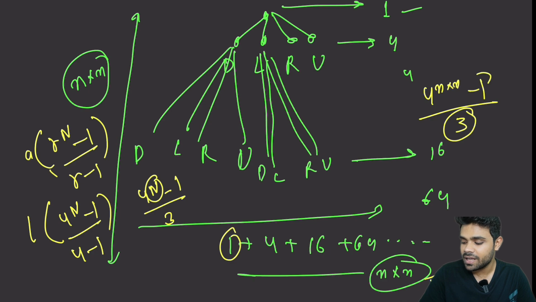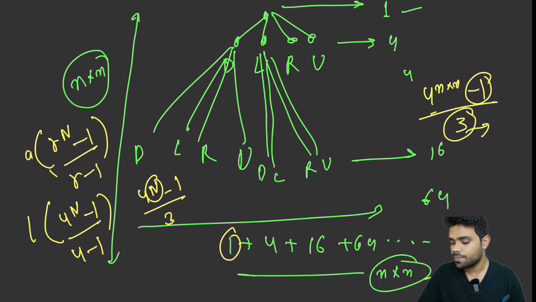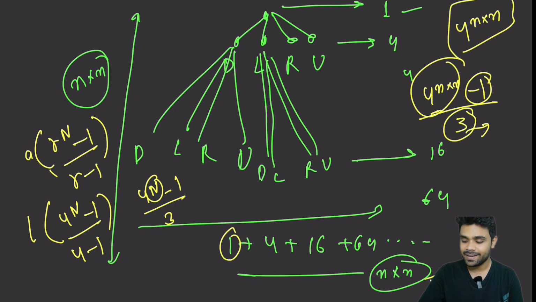We can ignore this, we can ignore this. Why can we ignore this? Because this is very small. Like divided by 3 is very small, and minus 1 is also very small as compared to this. So the time complexity is going to be 4 raised to the power n cross n, as huge as this. Because we have to generate all the possible paths, we will have to explore all the possible paths, and these many possible paths are going to be there in the worst case.